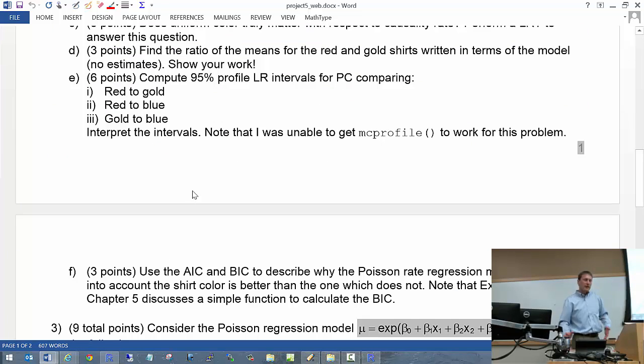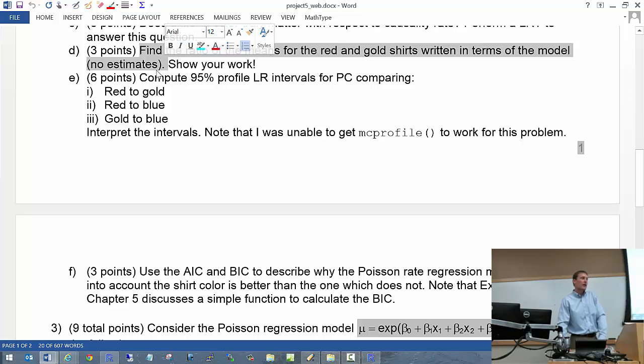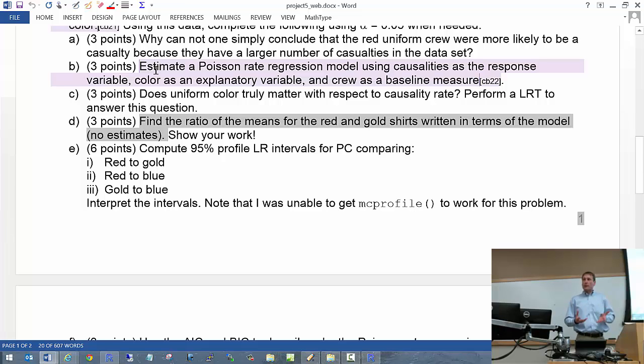Then we want to examine more in depth the relationships between the different color shirts here. So just using the population model itself, not with any estimates, I want you to derive the ratio of the means for the red and gold shirts. Notice that shirt is a categorical explanatory variable, and we first saw those in chapter 2. With respect to odds ratios, we said you have to be careful about how you handle them, and we derived odds ratios associated with it. Now, in terms of a Poisson rate regression model, derive the ratio of means.